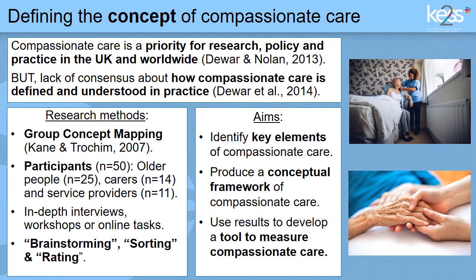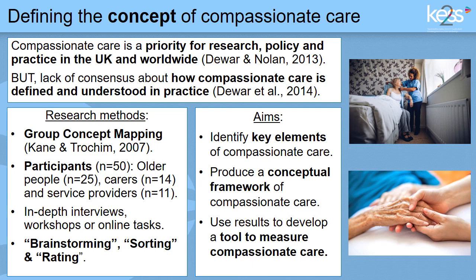The importance of providing compassionate care is well documented in the literature, as well as in policies and guidelines for health and social care services. The literature suggests that compassionate care is a priority for research, policy and practice, not only in the UK, but also worldwide. However, there is a lack of consensus about how compassionate care is defined and understood in practice.